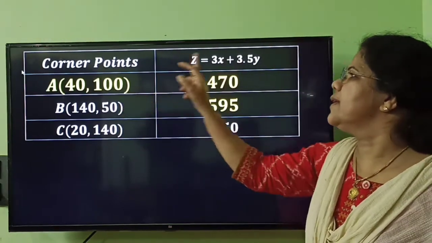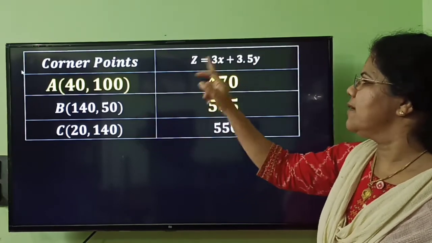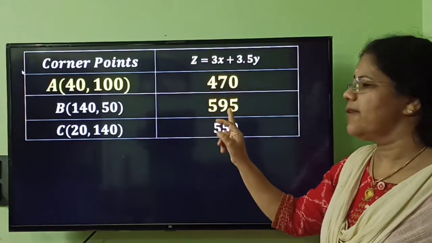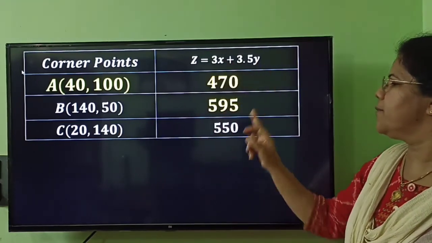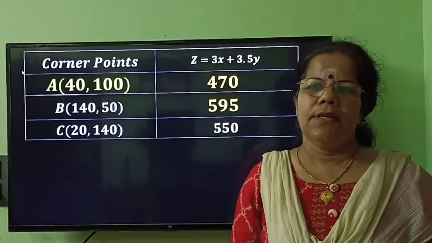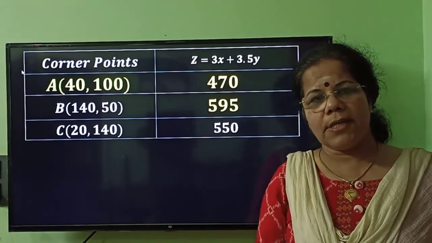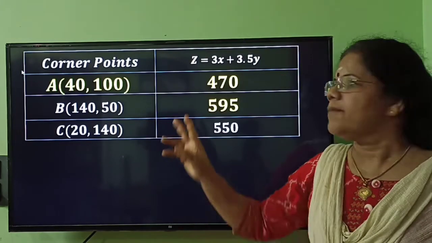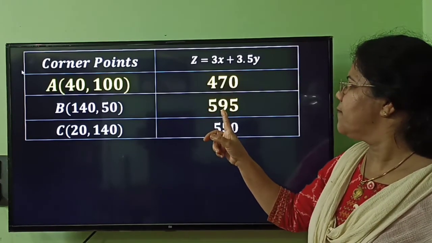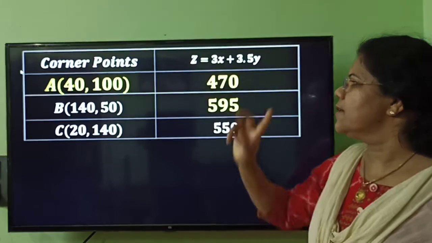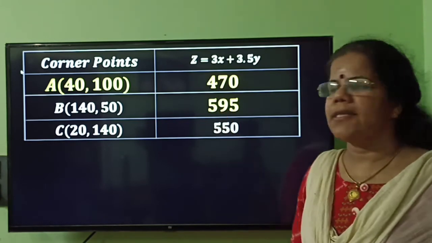At each point, substituting x equal to 40, y equal to 100, the value is 470. For x 140, y 50, the value will be 595. For x equal to 20, y equal to 140, 3x plus 3.5y will be 550. So we got all the values. Now, what we have to minimize, the function to be minimized, was the amount of nitrogen, which is 3x plus 3.5y. The minimum value out of 470, 595 and 550 is 470. Minimum value is 470. Now you may have a doubt why this 595.